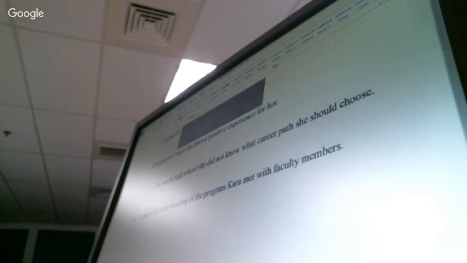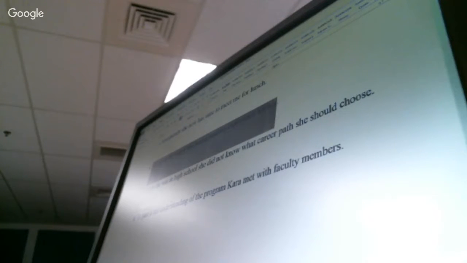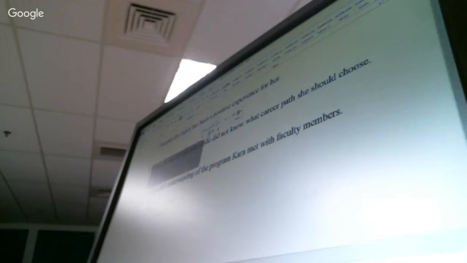Notice in this example, this one does not take commas because it's a gerund. Changing her major has been a positive experience for her, right? Changing is my subject, has been is my verb. I don't have any reason to separate subjects from verbs, so putting a comma after major would be incorrect. When she was in high school, she did not know a career path she should choose. Obviously, the comma goes after school. To gain a full understanding of the program, Kara met with faculty members, comma after program. So anytime you see a phrase, a clause, or a word in front of your independent clause, you need to get that comma in there.